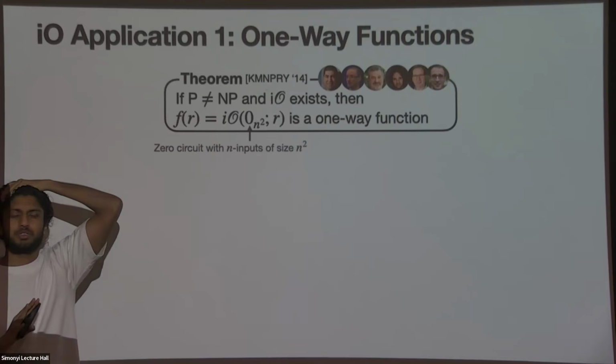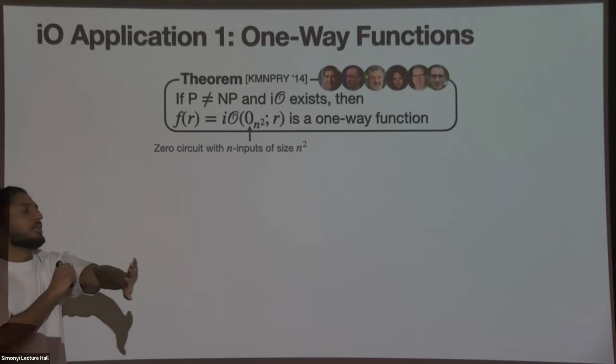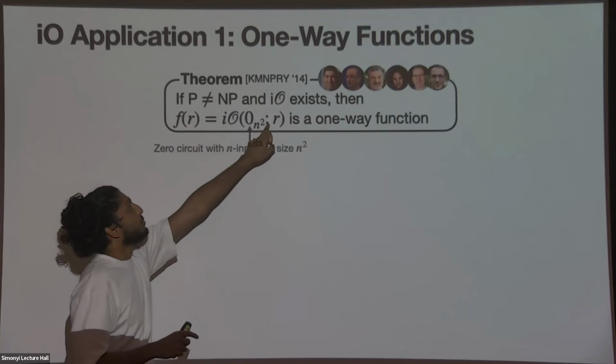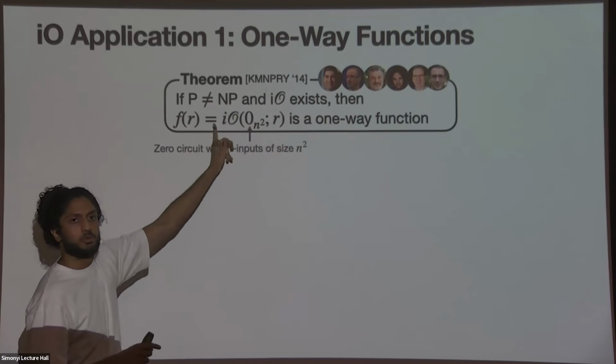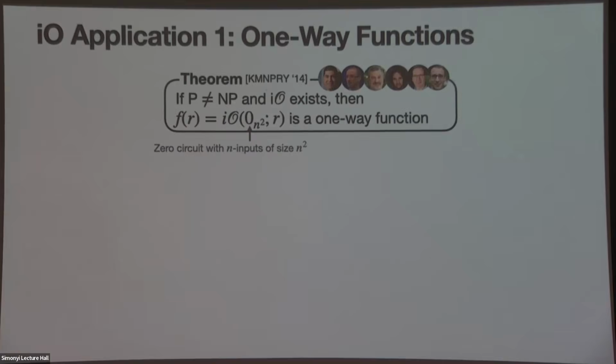Also, does everybody remember the definition of a one-way function? It's a function where it should be hard to go from the circuit output back to R when I run this on a random R. Okay?